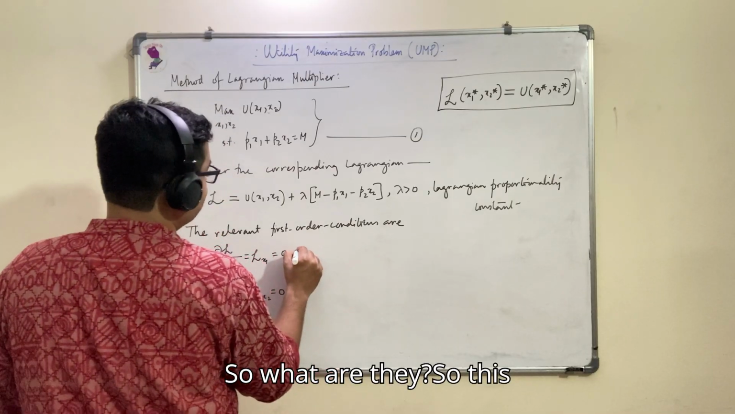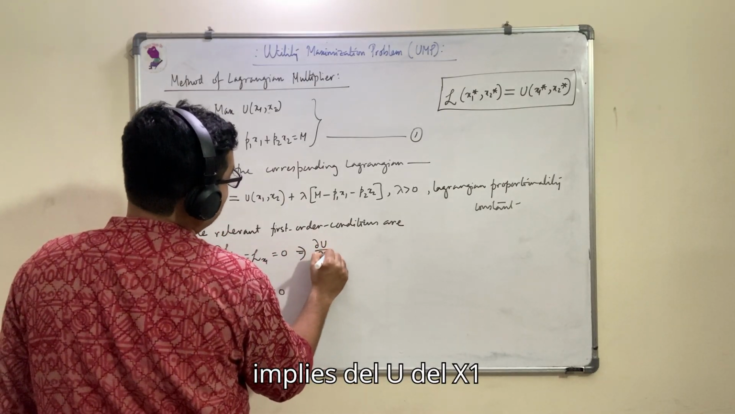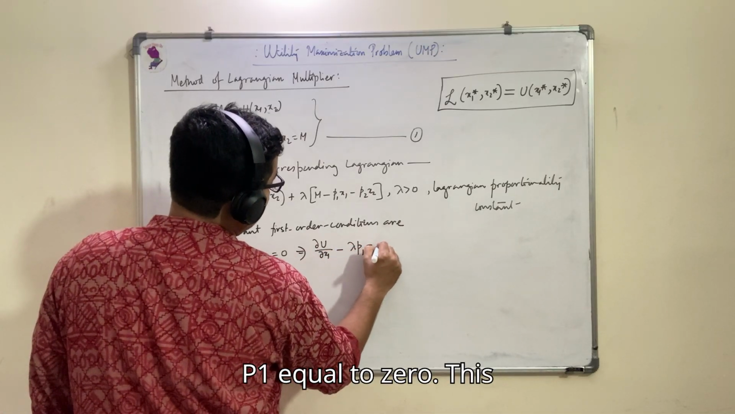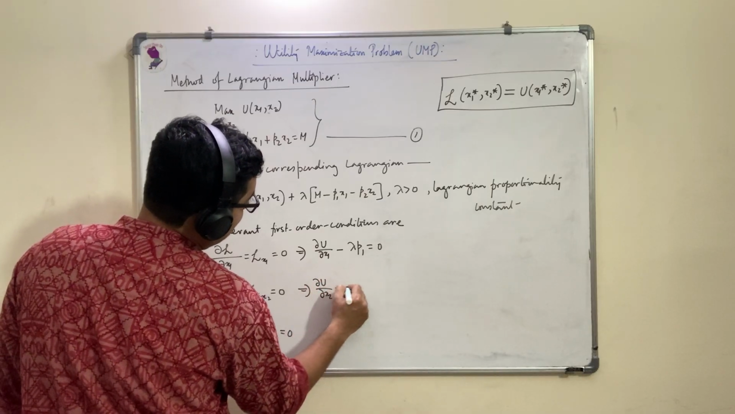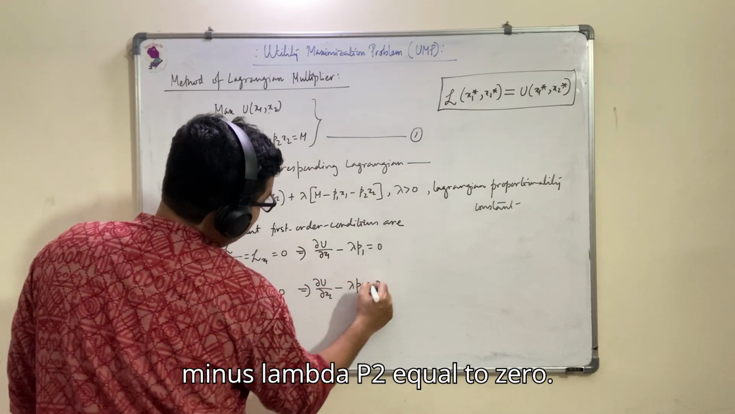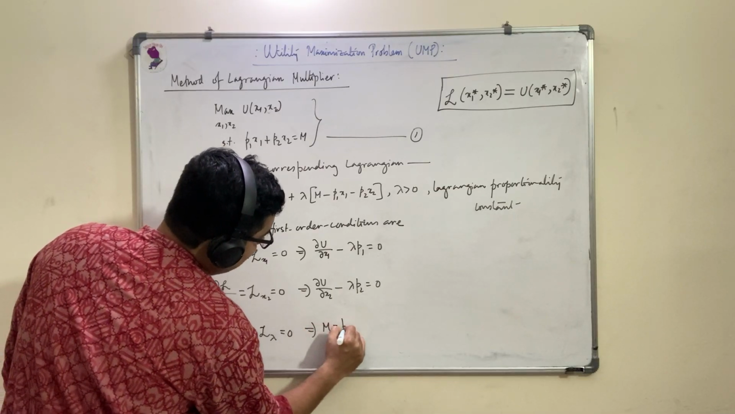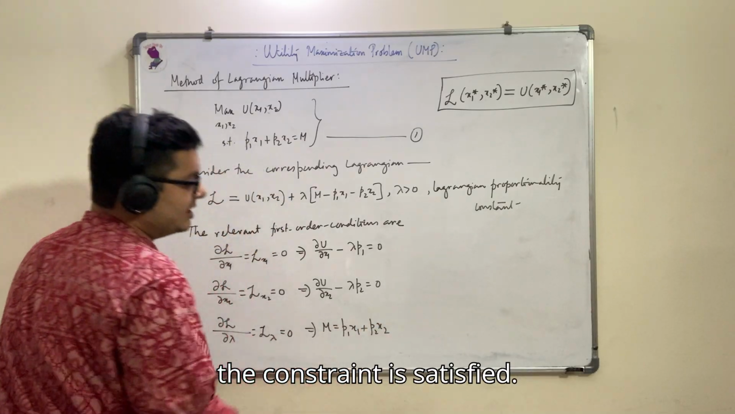So what are they? So this implies del u del x1 or MU1 minus lambda p1 equal to 0. This implies del u del x2 minus lambda p2 equal to 0. And this implies simply your budget constraint. So lambda ensures that the constraint is satisfied.